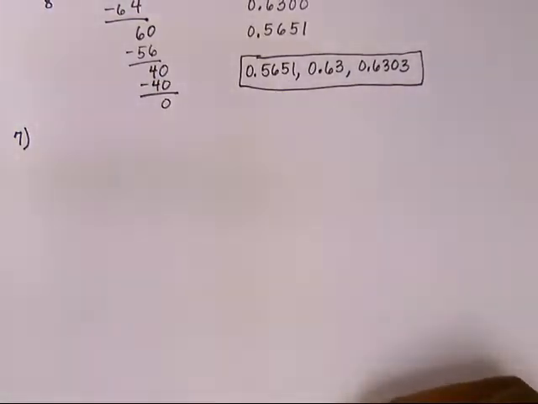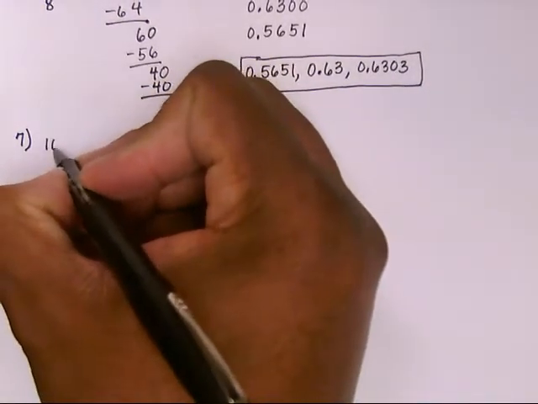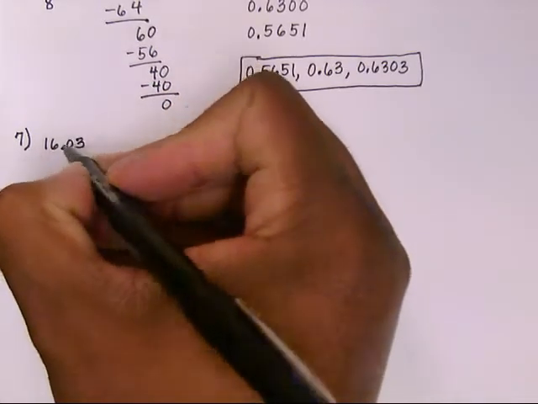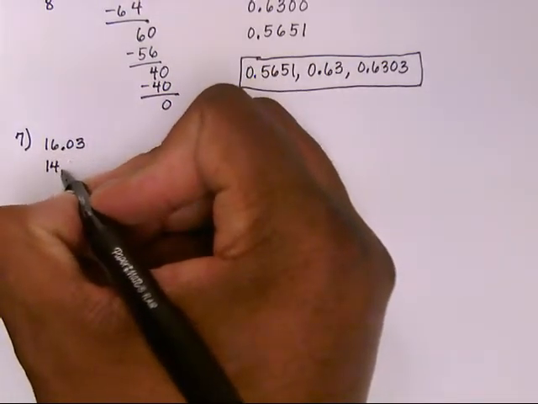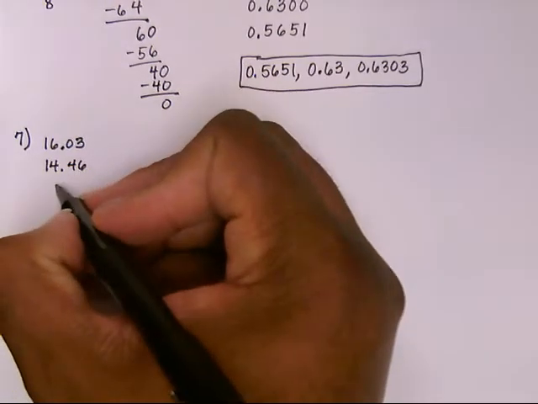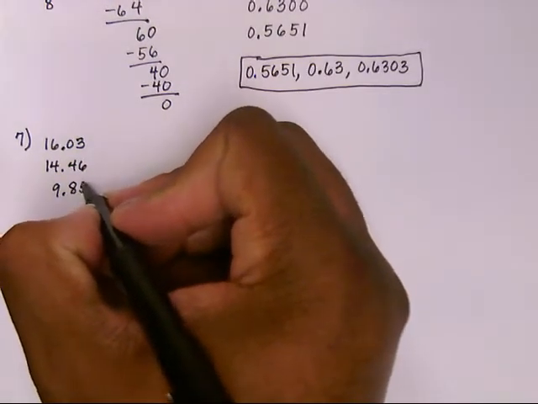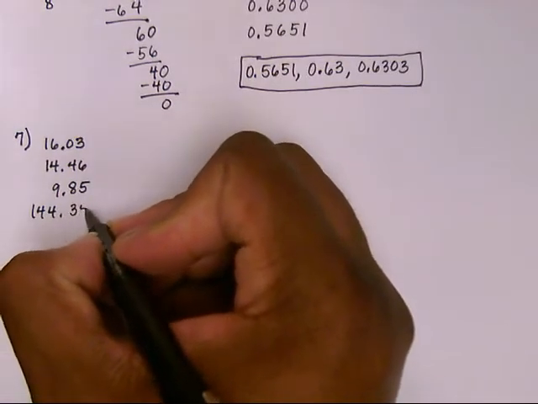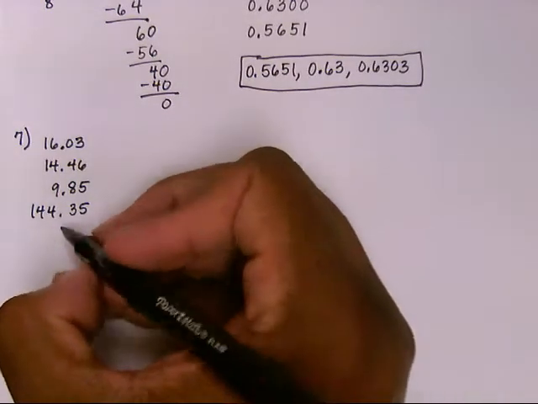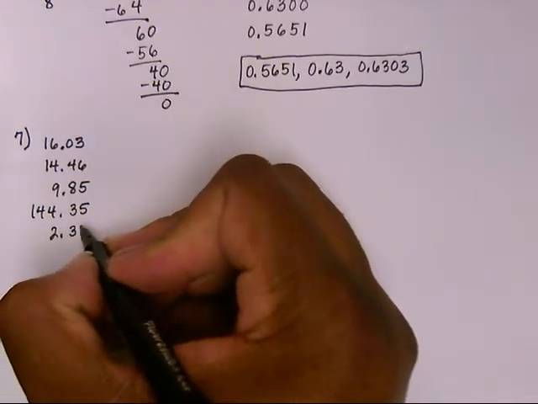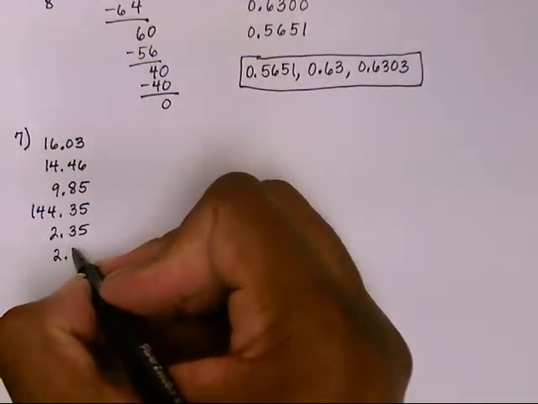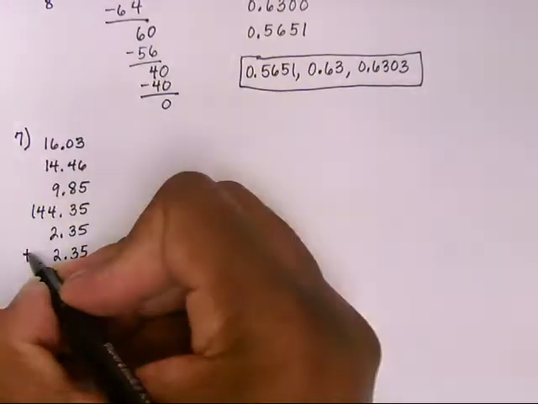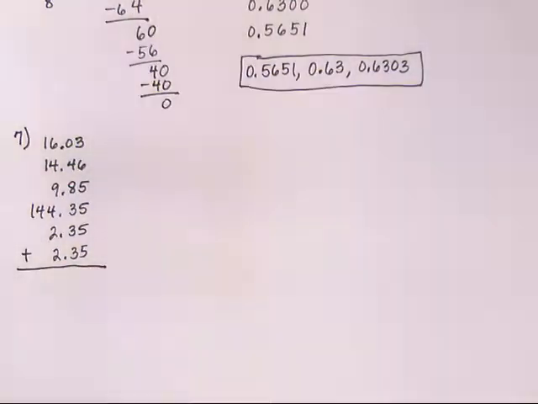Let's see. A chair was bought for $16.03. A rake, $14.46. A spade for $9.85. A mower for $144.35. And 2 6-packs of water, $2.35 each. And notice I'm writing the $2.35 twice, because in this case here, she bought 2 6-packs of water.